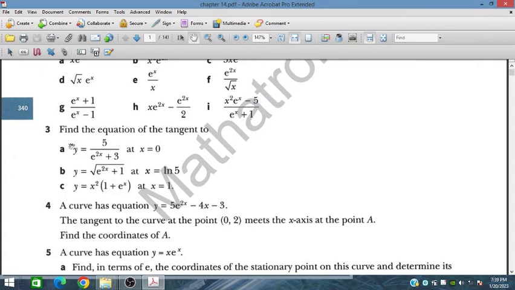This is the equation of the curve, and at x is equal to 0 we have to find the tangent, and tangent is defined as dy by dx. That's the gradient, the slope. So we have to find the dy by dx at x is equal to 0. Similarly for this we have to find the dy by dx at x is equal to ln 5, and dy by dx at x is equal to 1. In this part we have to solve this.